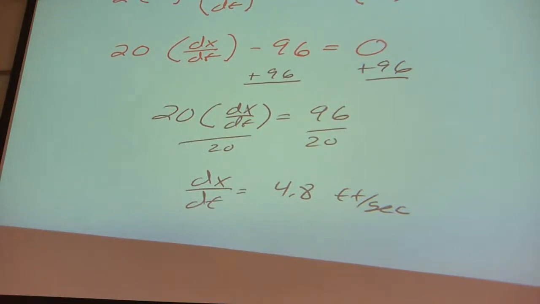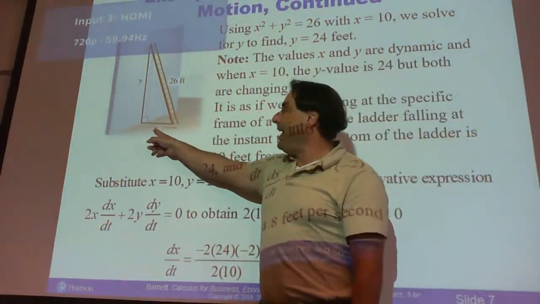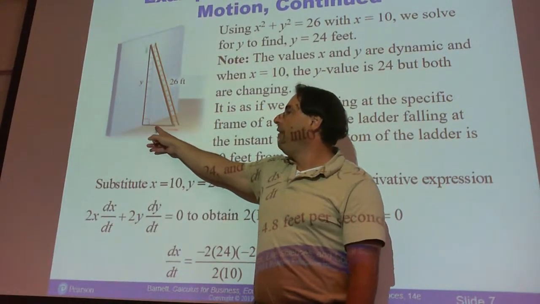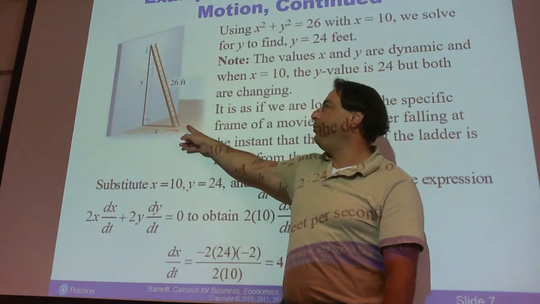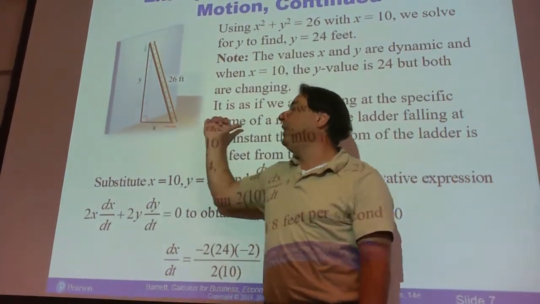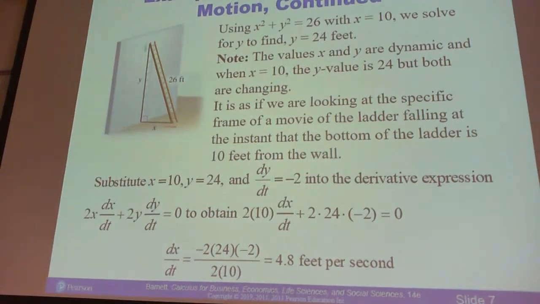And more importantly, what does all this mean? It means that we found that x is changing at 4.8 feet per second. And the reason why it's positive is it's moving away. It's not going towards, it's moving away. 4.8 feet per second. Okay?